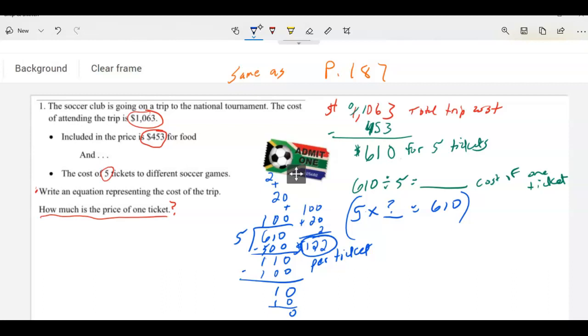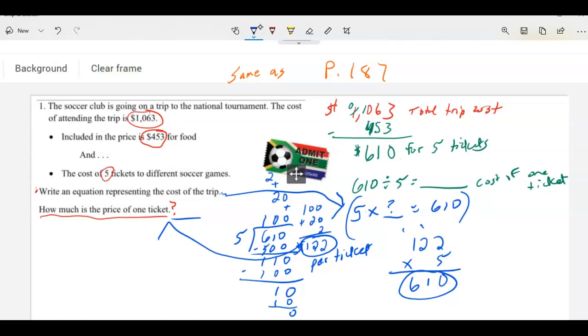We're going to go ahead and check it really quick. 122 times 5, and my answer should equal 610. So let's see. Yep, it equals 610. So I checked my work, and that is correct. And for the equation, we can use any one of these over here. So 5 times what number equals 610 is 5 times 122 equals 610. So how much is the price for one ticket? It is $122. $122 for one ticket.